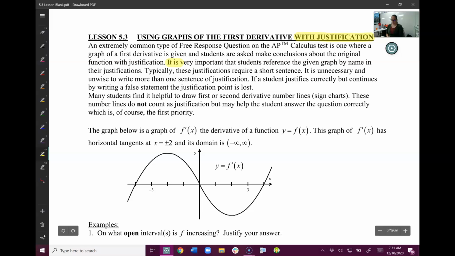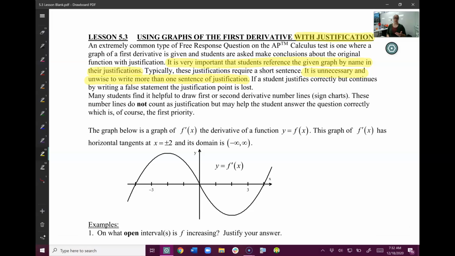Now, a couple things to note. First off, it is very important that in your justification, you reference the given graph by name. Stay away from words like "it." You don't want to use words like that. What is "it"? You need to describe that. And it is unnecessary and unwise to write more than one sentence of justification.